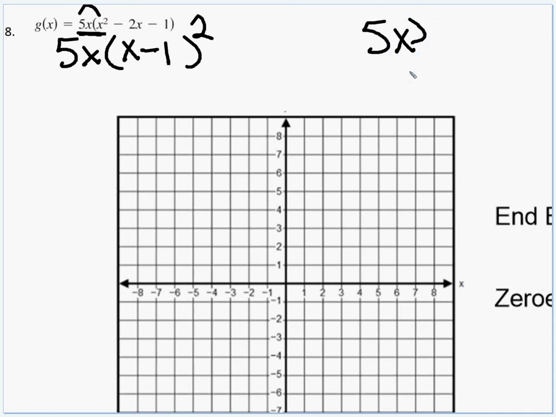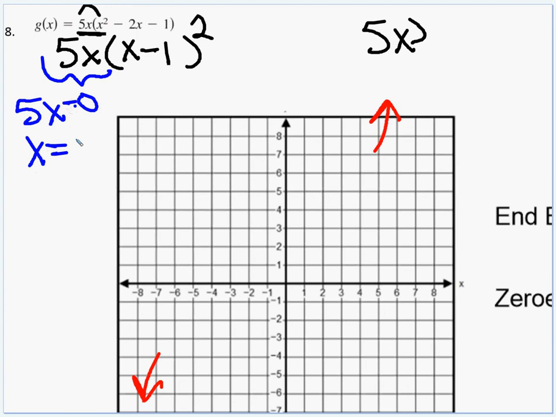The zeros. Here, if I set 5x equal to 0, I get x equals 0, and it's first power. So we are going to cross at the origin. So here we're going to cross. Let me put a little x on there.